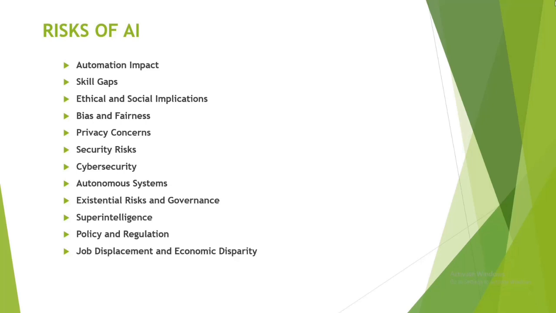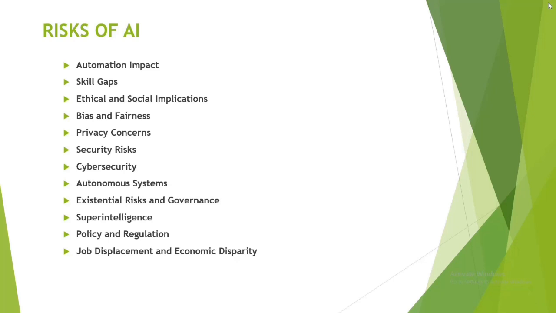And the next is skill gaps. Disparities in education and training may widen as AI-driven automation demands new skill sets and capabilities. And the next, ethical and social implications: bias and fairness, and privacy concerns.